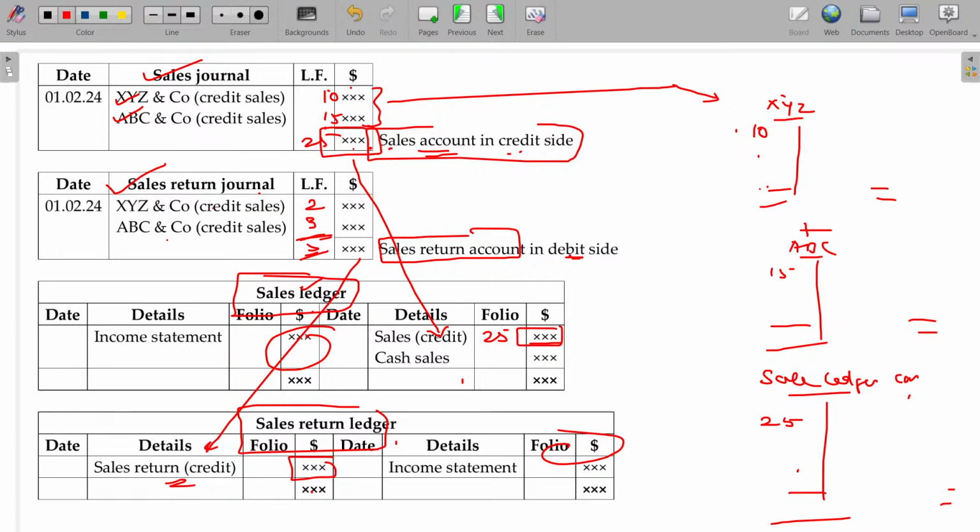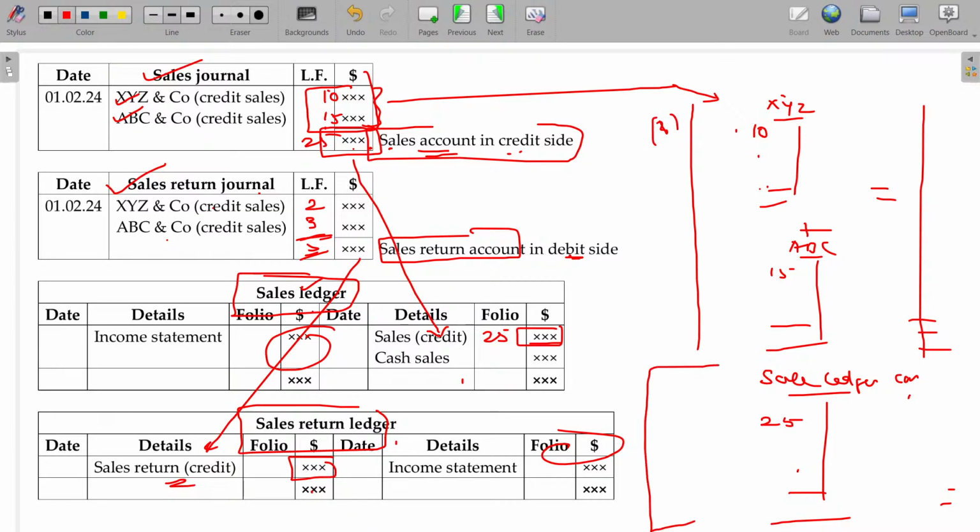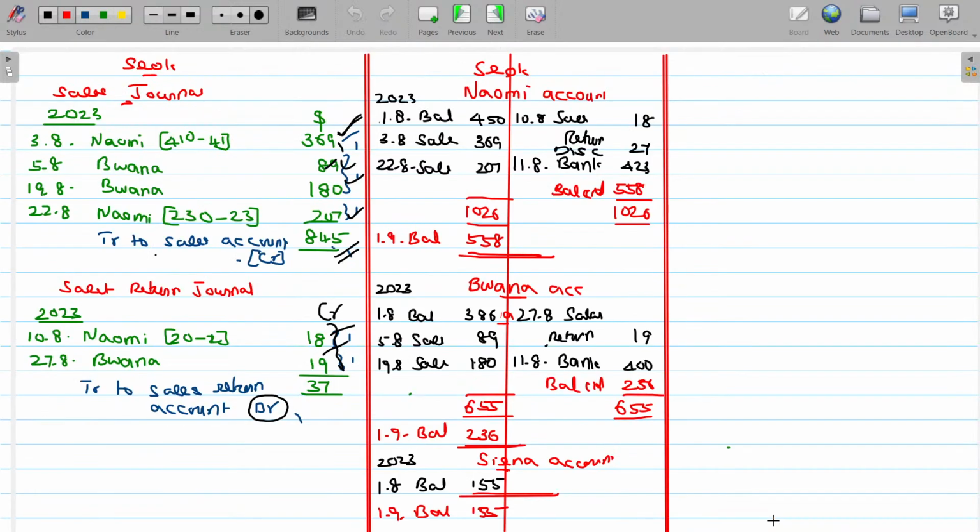And each and every party's account will be opened, but here we are having three parties, but they have asked only one party's ledger account, so we prepared that. And we are supposed to prepare the control account also, sales control account. It's a collective of all the data's value. So I am going to prepare that one now. Okay, see here.